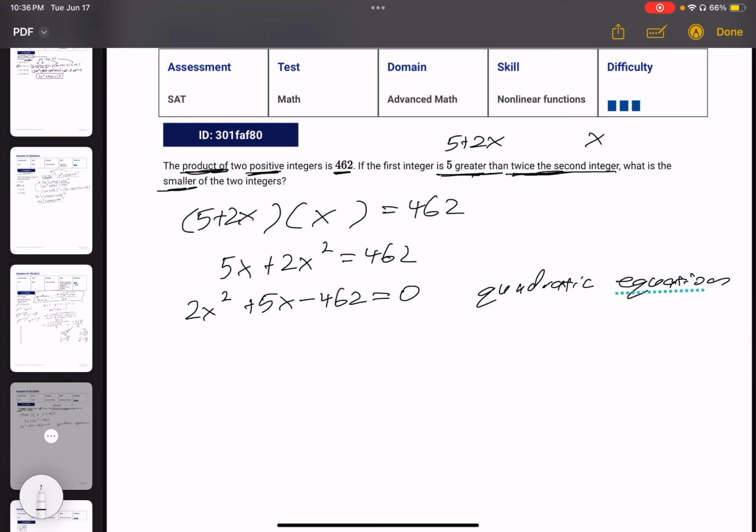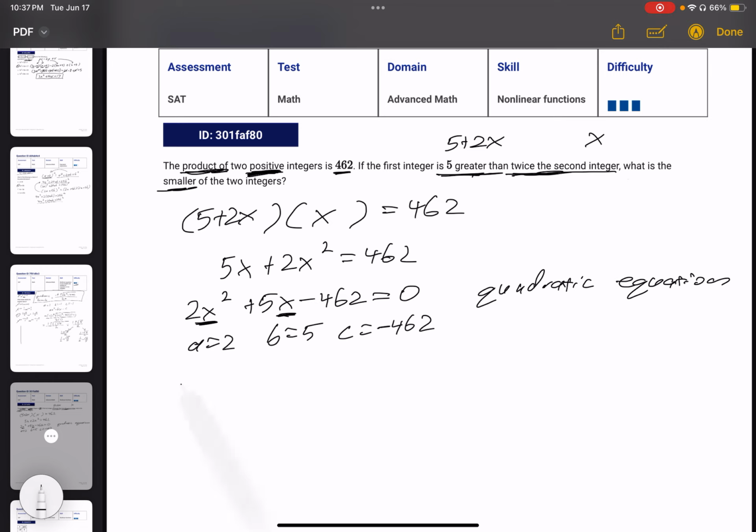So keep in mind, it's positive, so when we're doing this whole plus or minus thing, we want to keep that in mind. So we have a is equal to 2, b is equal to 5, c is equal to negative 462. Always set up your equation. This is standard form, so increasing to decreasing exponential variables. So we have x squared, then x, and then nothing. It organizes the problem a little easier and makes it easy to get these values very fast.